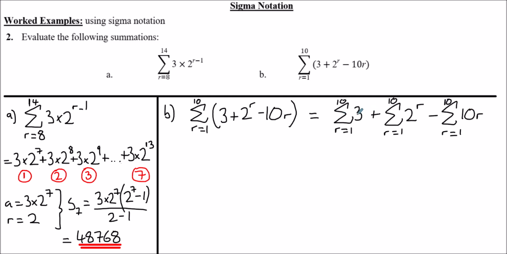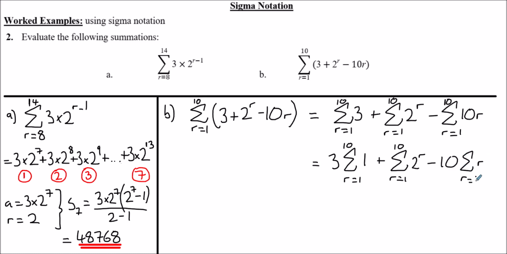So these can now be partitioned further. So any constant can be factorised outside and before the sigma symbol. So this 3 is a constant, so I can factorise out 3 and leave just a 1 there. Nothing to factorise out here, so I'll leave this one as it is. That's just 2 to the r. And here I'm going to factorise out the minus 10. And just sum r from r being 1 through to 10.